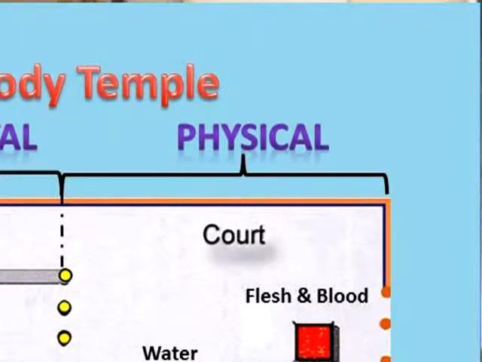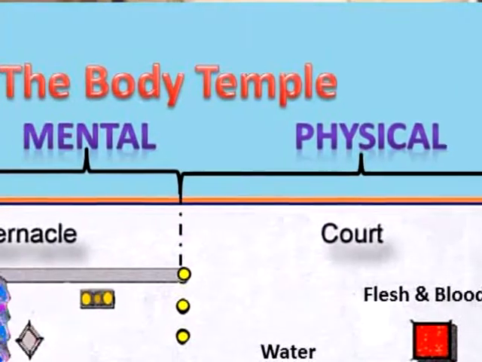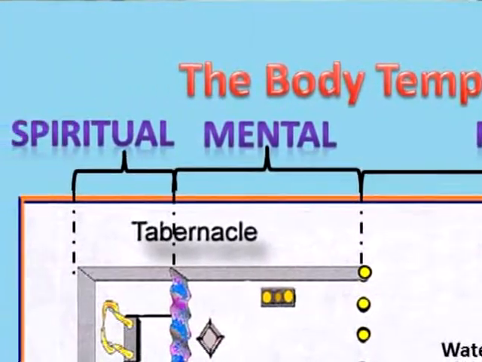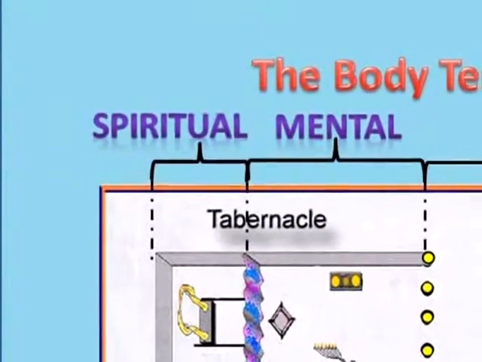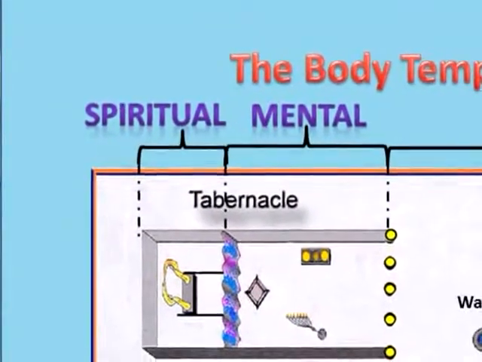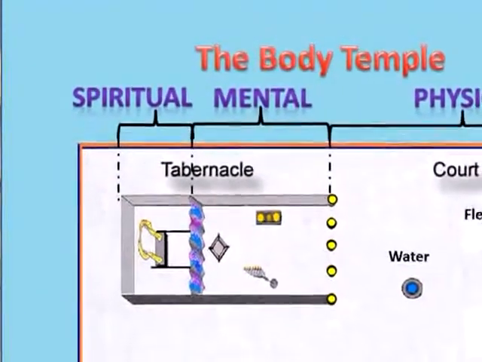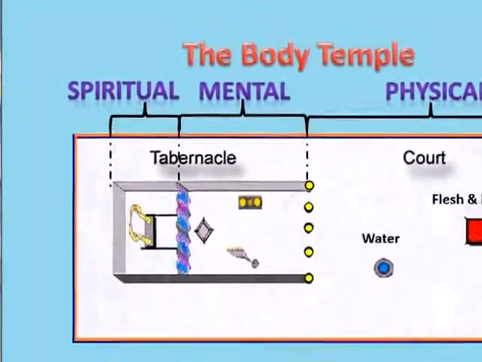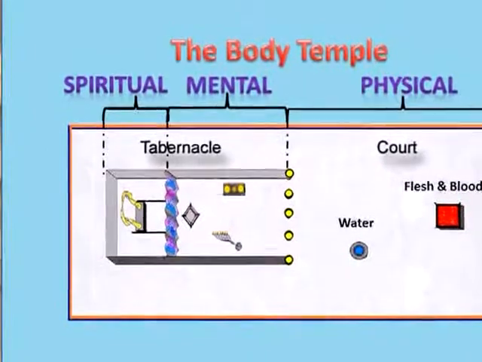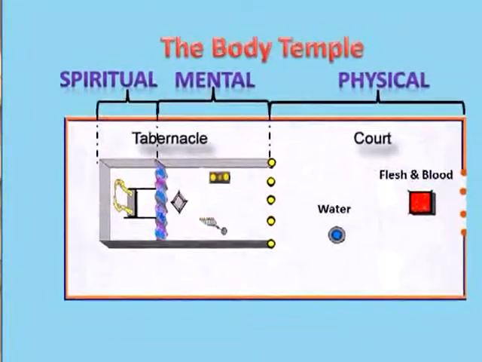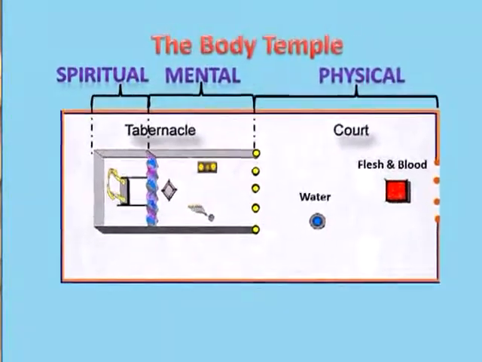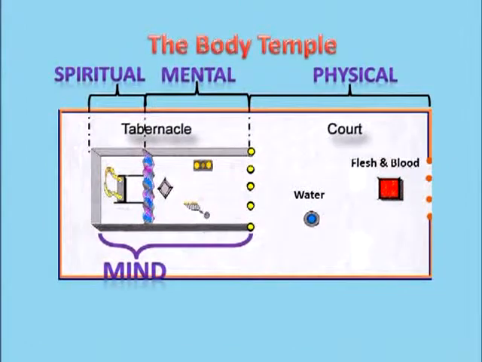Each human being consists of three parts. You have the physical, the mental, and the spiritual. That's what makes up a human body. The spiritual in the human body is your frontal lobe. That's where you make your decisions for right or wrong. And you'll notice that it's in the same structure as the mental. So this is the human mind right here.